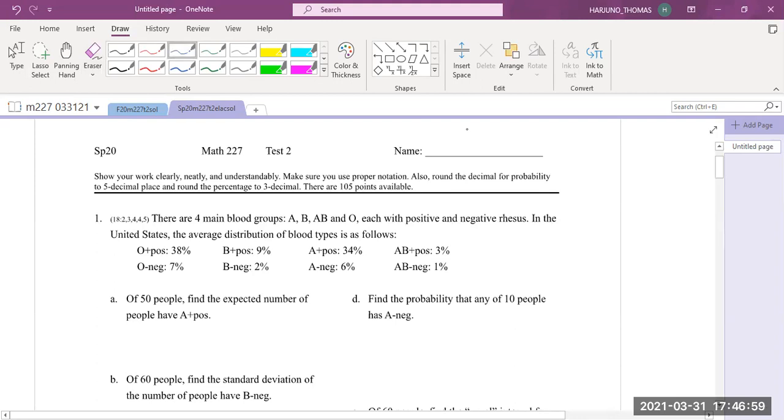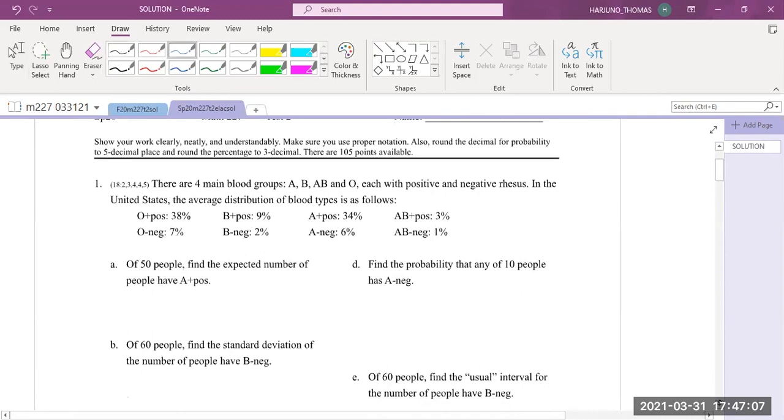This is from spring 20 test 2. I really thought that I gave the same test, but it turns out it's not. Okay, but very similar, I believe. Like number 1 here, we have 4 main blood groups. There are actually a lot more than this, but the main groups are these.